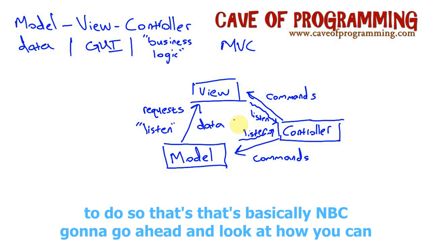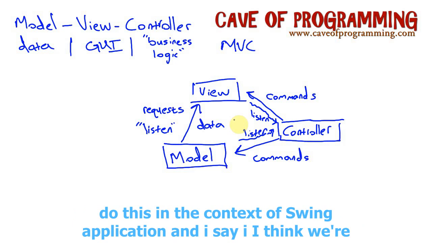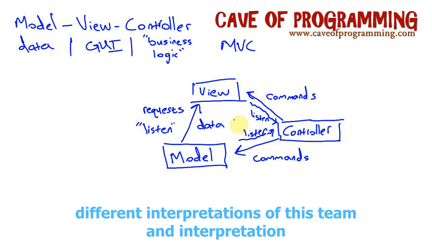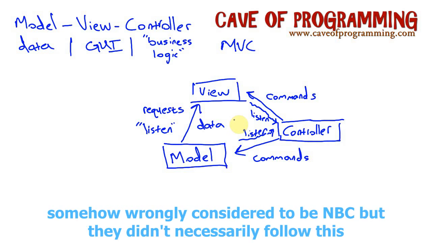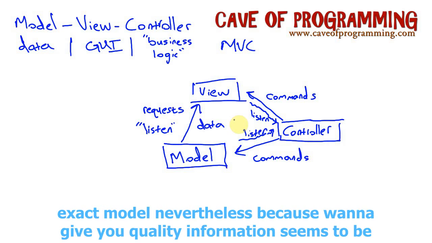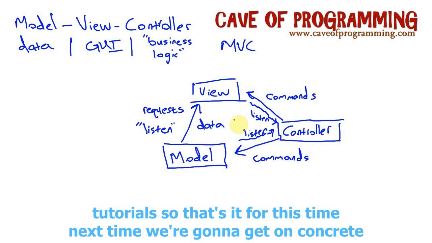So that's basically MVC, and we're going to go ahead and look at how you could do this in the context of a Swing application. And as I say, I think there are different interpretations of this. I've seen a variety of interpretations, and I've implemented applications myself, perhaps somehow wrongly, that I considered to be MVC, but they didn't necessarily follow this exact model. Nevertheless, because I want to give you quality information, and this seems to be the most standard interpretation, this is what I'm going to talk about in these tutorials.